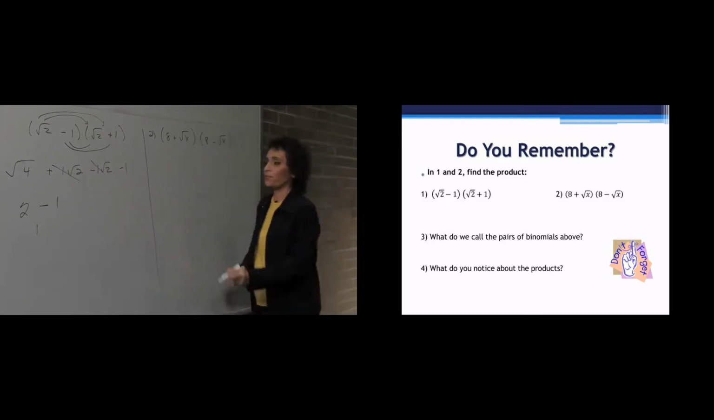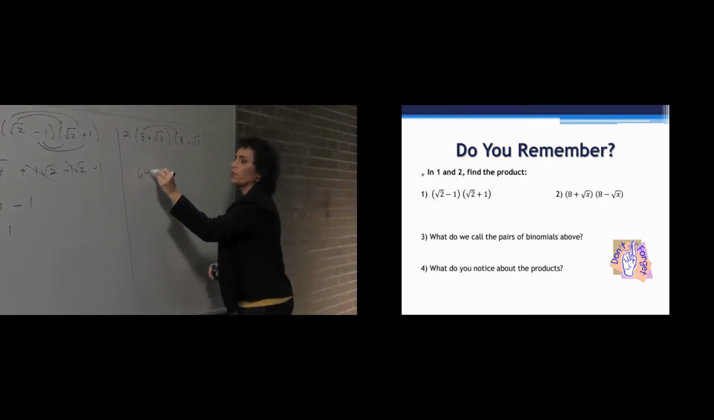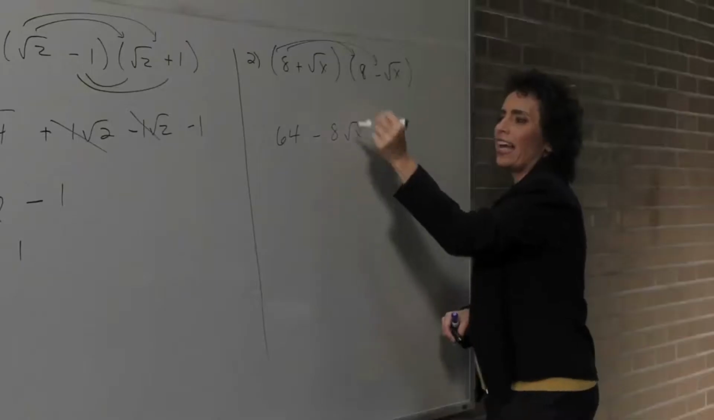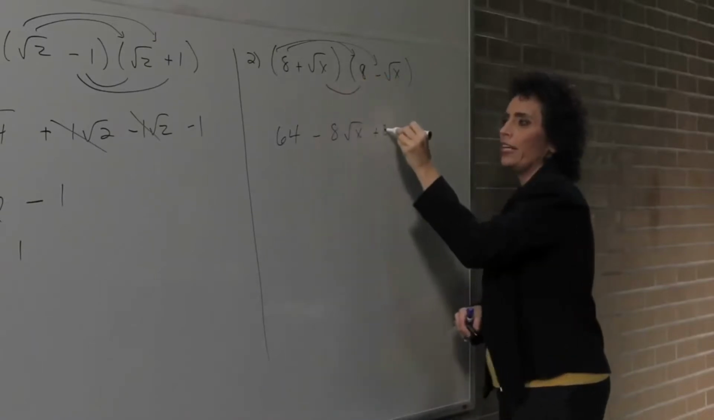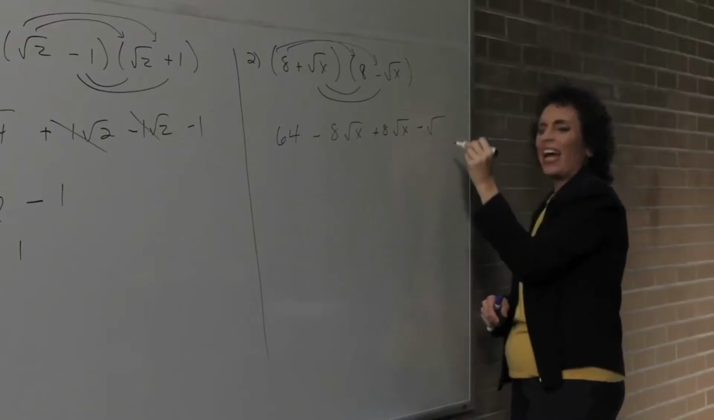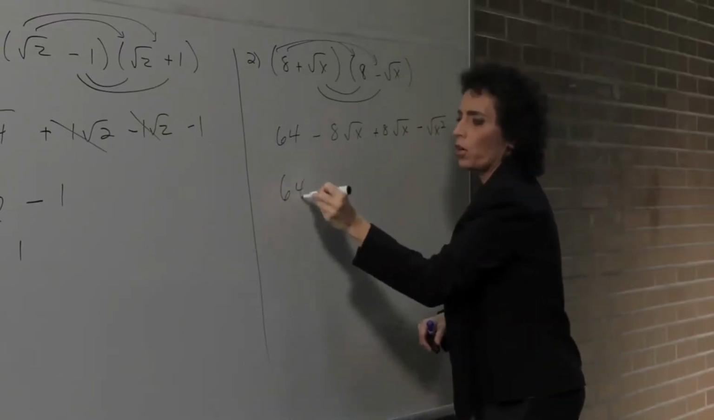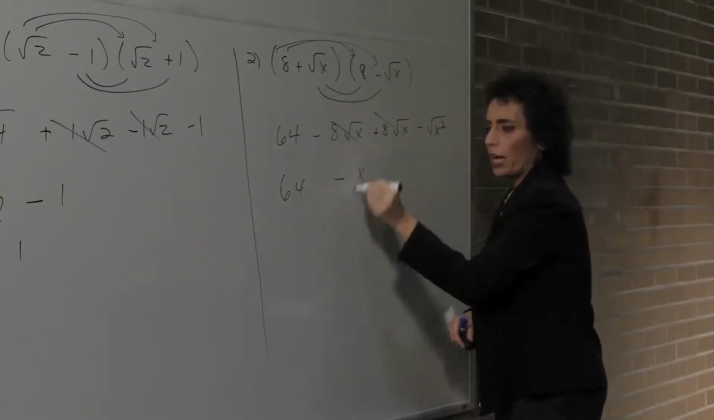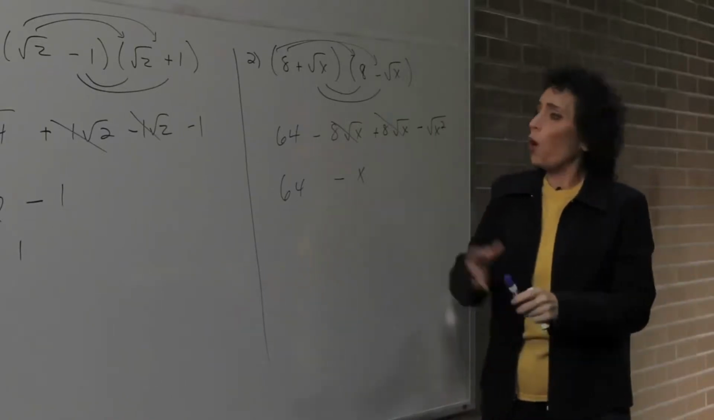Okay, let's take a look at this. I'm going to do the same thing. 8 times 8 is 64. A positive times a negative is a negative 8 square root of x. Outside stays outside, inside stays inside. Positive 8 times the square root of x. Positive times a negative is a negative. Square root of x times square root of x is square root of x squared. This is 64. We get minus square root of x squared, which is x. 64 minus x.